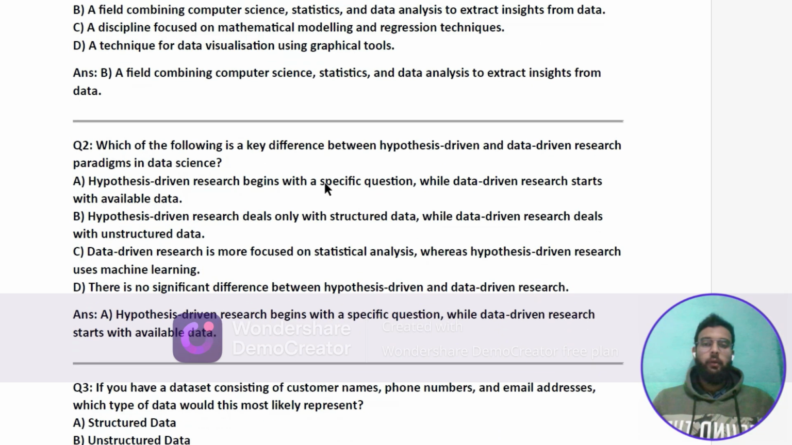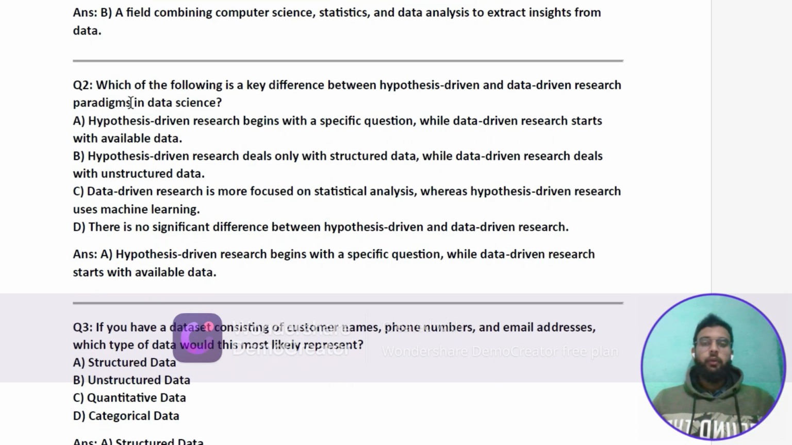insights from data. Our second question is, which of the following is a key difference between hypothesis-driven and data-driven research paradigms in data science? So first option is, hypothesis-driven research begins with a specific question, while data-driven research starts with available data. B is hypothesis-driven research deals only with structured data, while data-driven research deals with unstructured data.